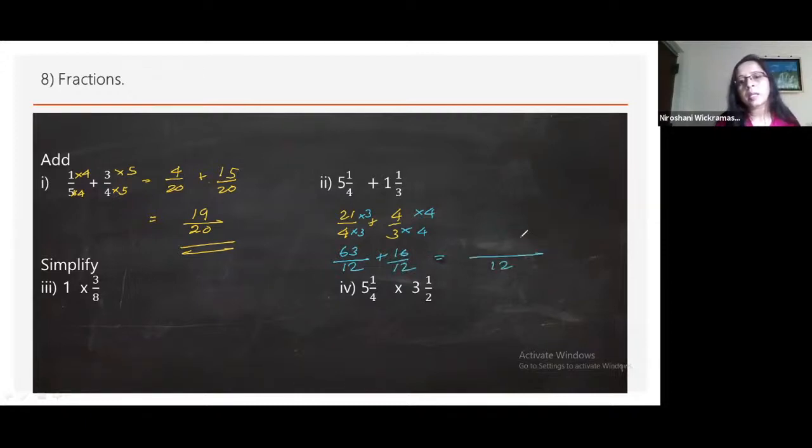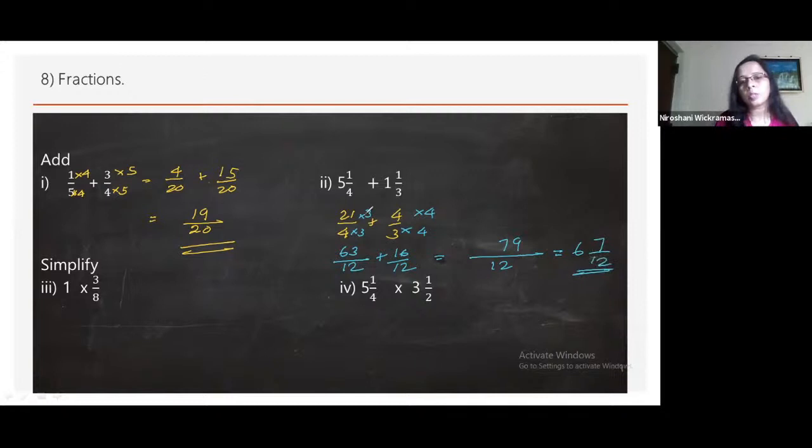3 and 6, 9, 79. 79 divided by 12. For 60 there are 5. 6, the 72 there are 6. Remaining 7 over 12. 6 and 7 over 12.